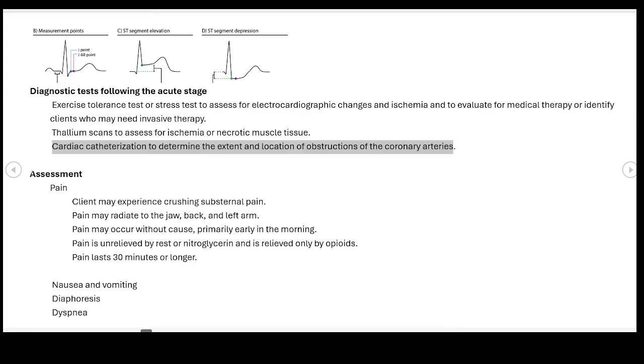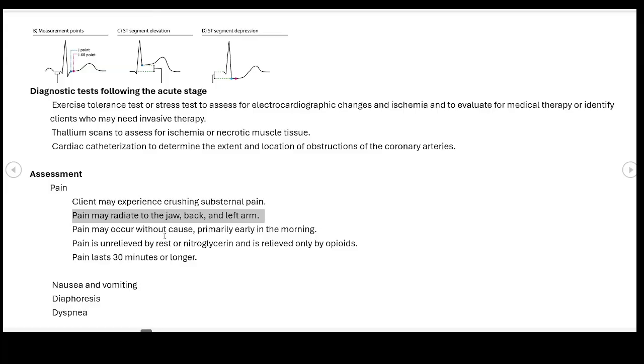So what are some of the assessments, apart from the older people, women, and diabetic patients that we did talk about? For a typical person, usually they will complain of pain, and this pain will be described as crushing and substernal, like that of angina. The pain will be radiating, again like angina, to the jaw, to the back, or this time to the left, because the heart is tilted more to the left.